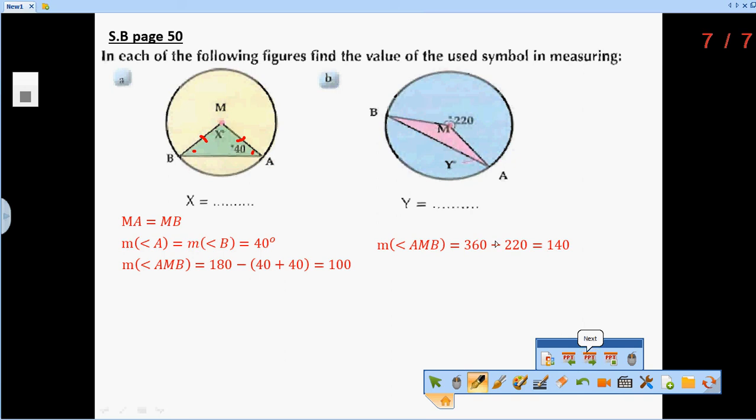It equals 140. I want to find Y. We know that MA is equal to MB, two radii. MA equals MB. Remember that all radii are equal in length in a circle, right? Then to find Y, I know that the measure of angle A equals the measure of angle B. And we know also that the sum of the measures of the interior angles of a triangle is 180. So I can subtract 140 from 180. After that, divide the result by 2.